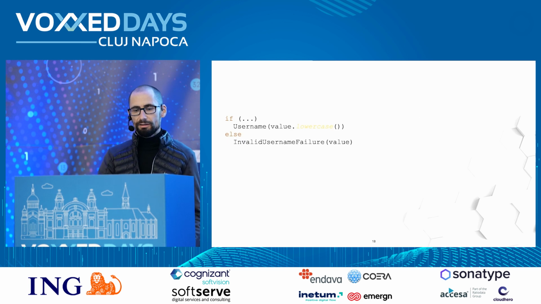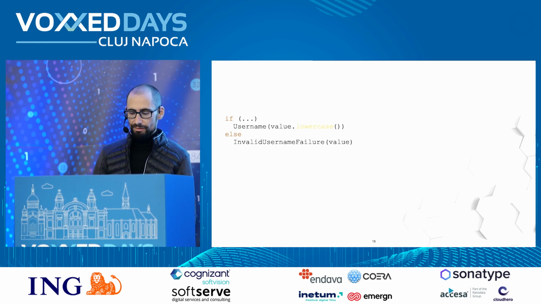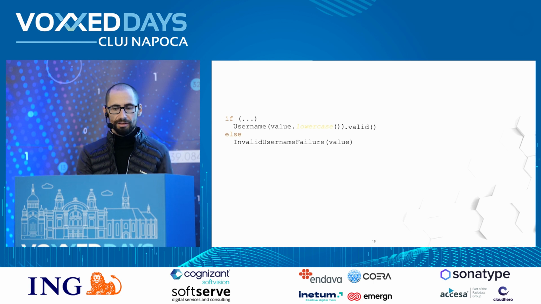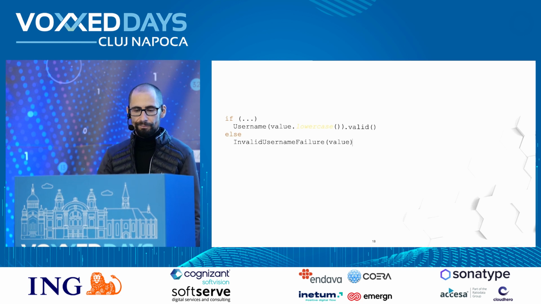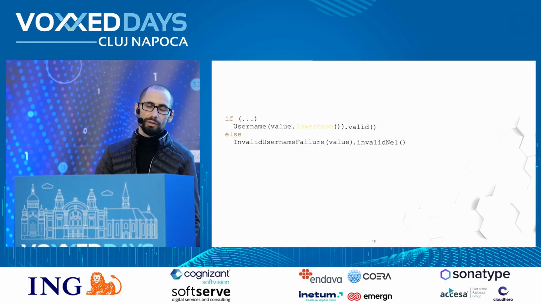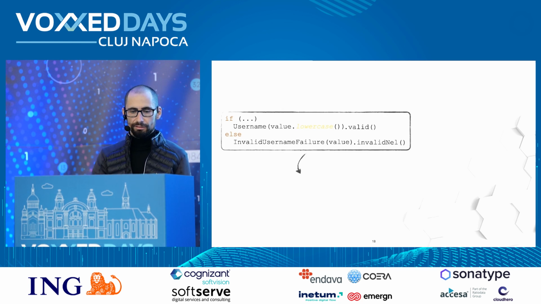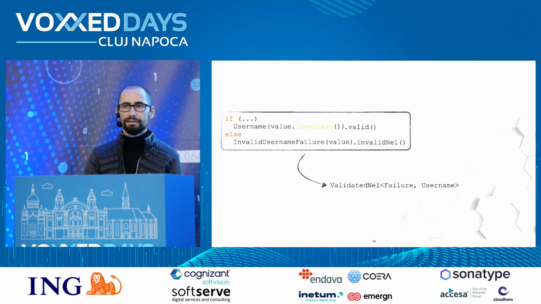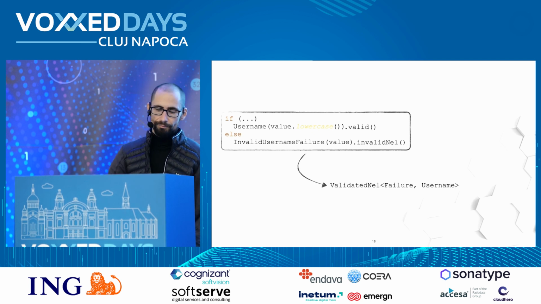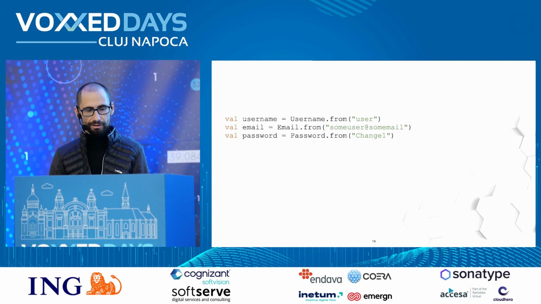Now that we've done this, we're going to need to somehow lift our types inside Validated, and there are extension functions in Arrow for that. For the valid part, it's just .valid, and it will return a Valid of Username. And for invalid, we're going to use invalidNel because we want to turn it into a NonEmptyList. And right now, if we look at this snippet, what it will return is going to be a ValidatedNel of Failure or Username. Now, we've written our domain validation.